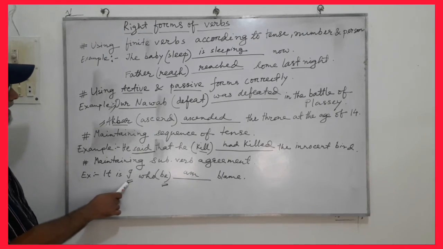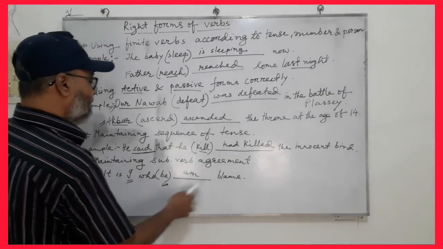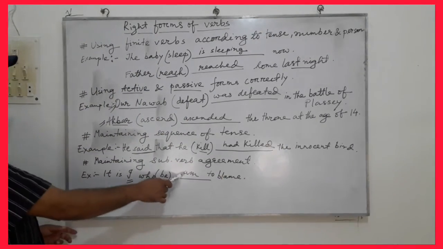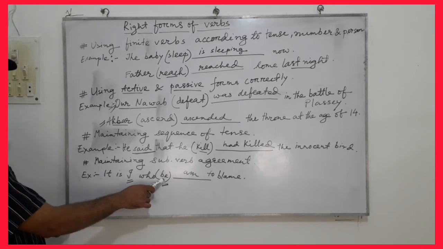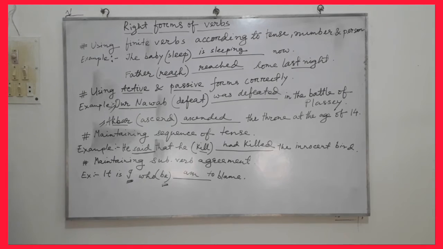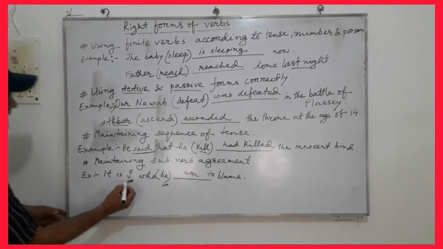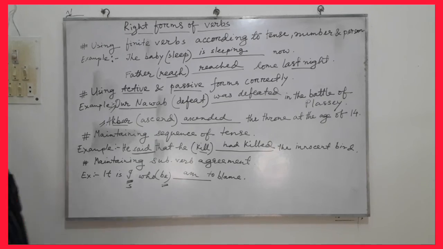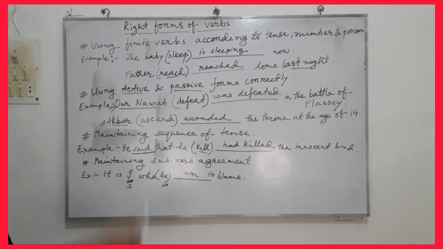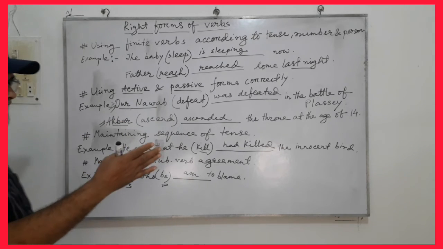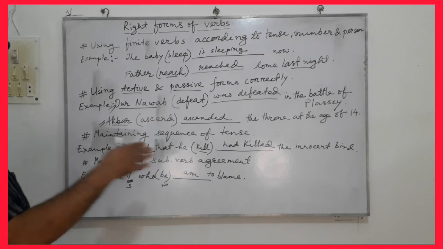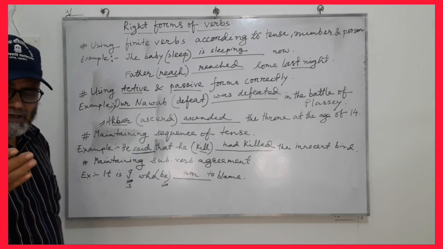It is I who am to blame. In this sentence, while using this verb be, we are maintaining agreement with the subject I. So we have to remember these things while using right form of verbs. So there are some other rules and orders I will discuss with you later on.